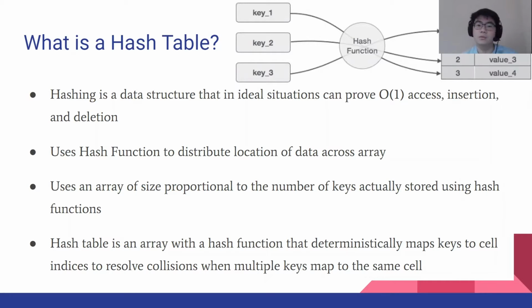The array of the hash table is usually proportionate to the amount of keys that are going to be stored into the array through the hash function. And when the hash function stores multiple keys in the same array cell, then there are different ways that you can solve these collisions, and we'll talk about these later.